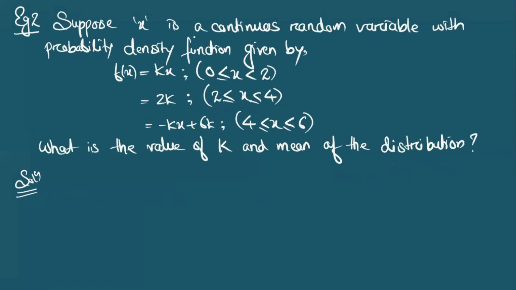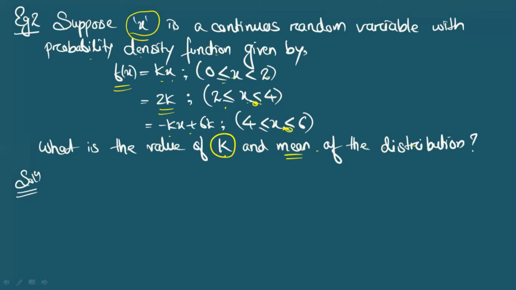Here it is said, suppose X is a continuous random variable with probability density function given by: f(x) is kx when x is greater than or equal to 0 but less than 2, it is 2k when x is greater than or equal to 2 and less than 4, and it is minus kx plus 6k when x is greater than or equal to 4 but less than 6. For this, you will have to calculate the value of k and the mean of the distribution. Clear? So it's very simple.